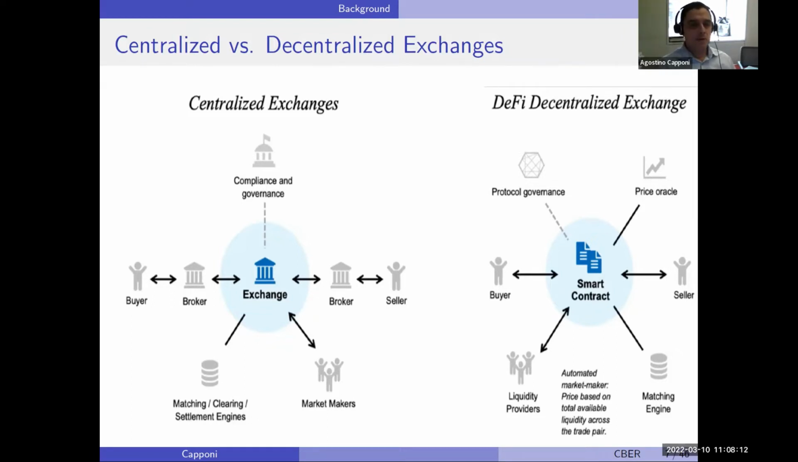When we think about decentralized exchanges, which are exchanges that run on the blockchain, the exchange is replaced by a smart contract, and both the buyer and seller no longer interact with the broker, but have direct access to the liquidity available through the smart contract. So it somewhat eliminates this additional step of going through a broker.